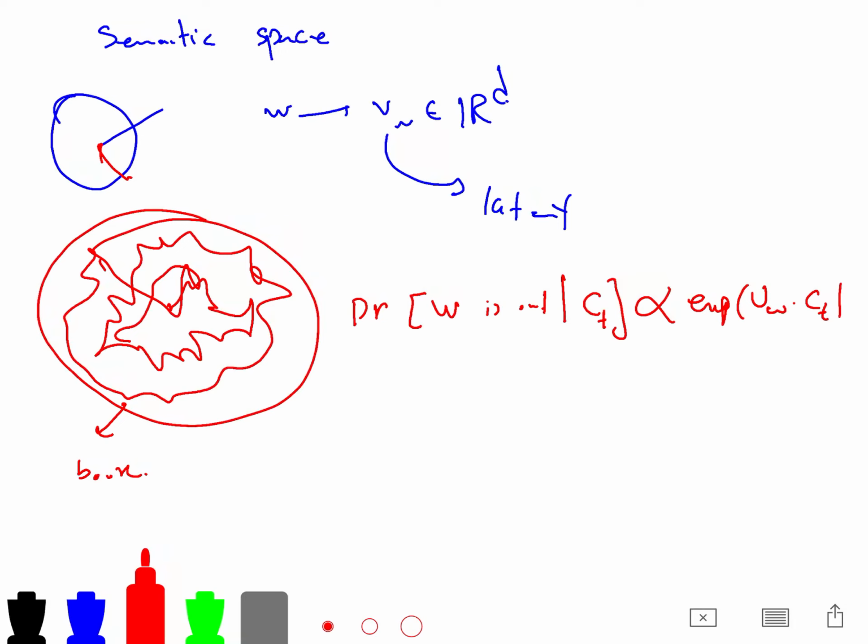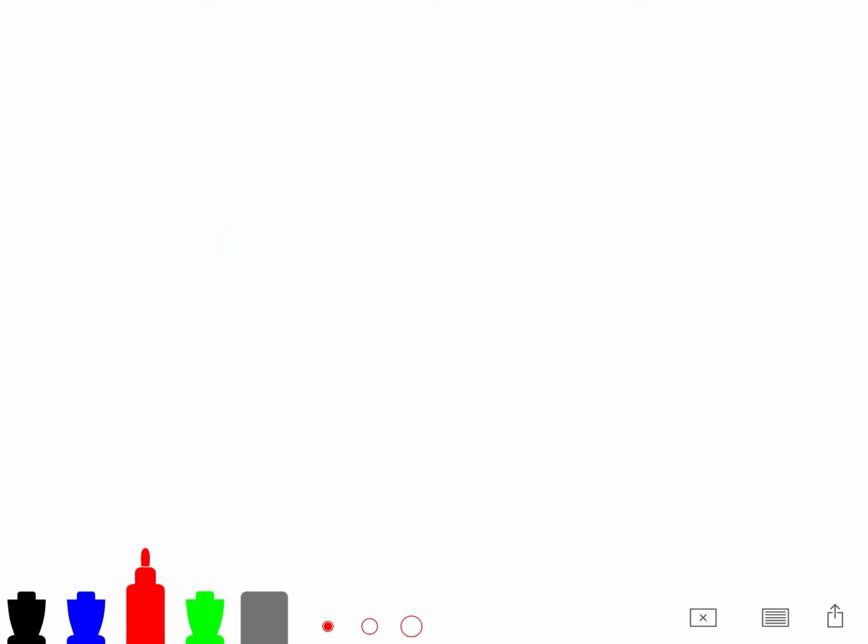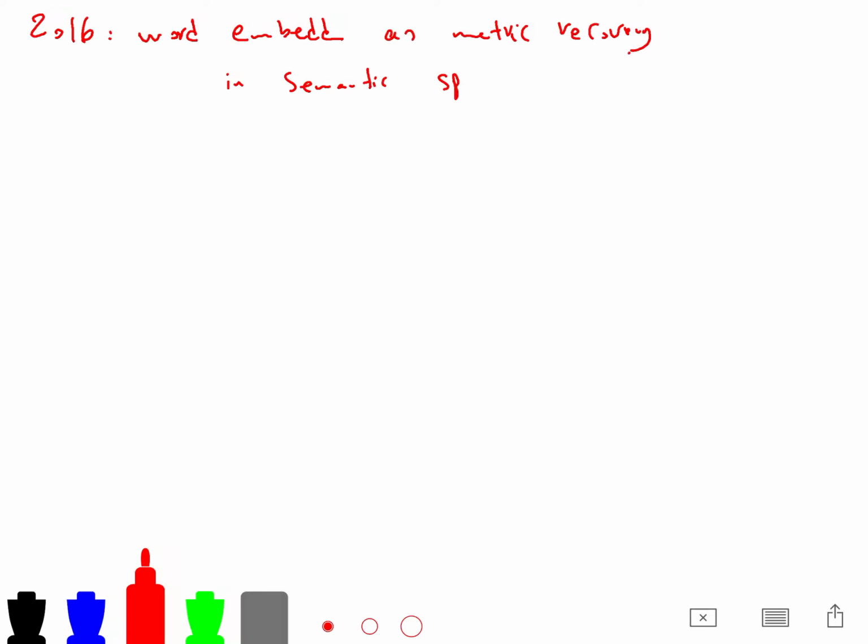and of course I didn't talk about GloVe, which is really important. And so the assumption is, so instead of this, let's talk about a very important article in 2016 about word embedding. The title is Word Embedding as Metric Recovery in Semantic Spaces. It was a very nice article.